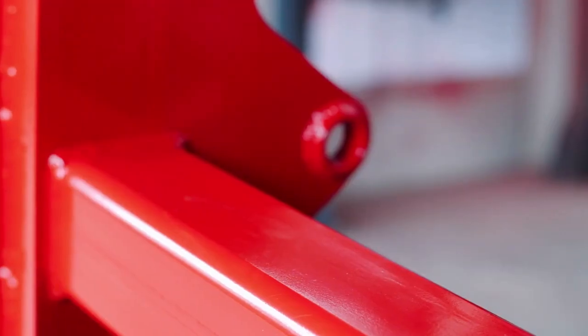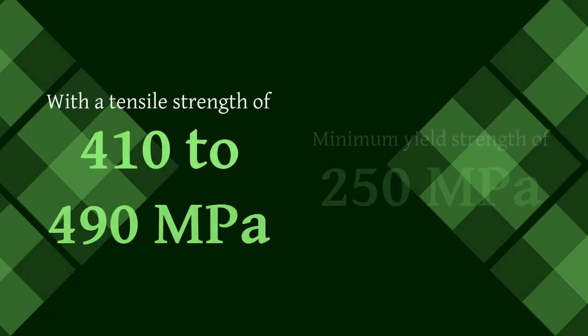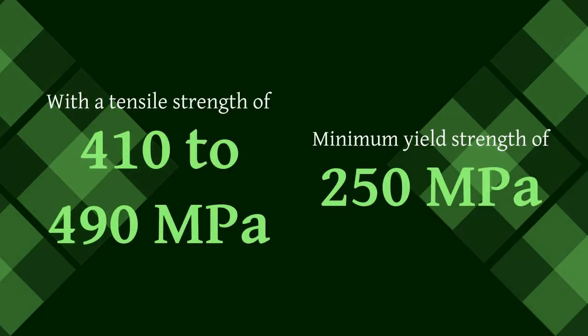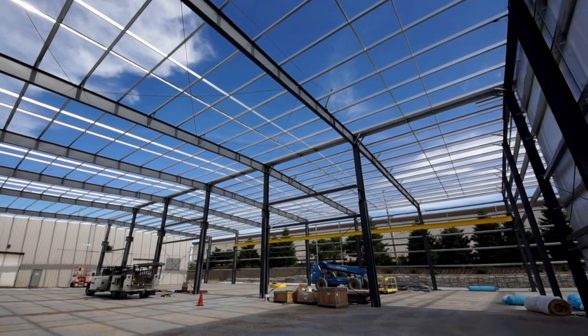IS2062 E250 is a structural steel grade defined by Indian standards. It features precise chemical control for better weldability and formability. With a tensile strength of 410 to 490 megapascals and a minimum yield strength of 250 megapascals, it's ideal for bridges, industrial structures, and heavy machinery.